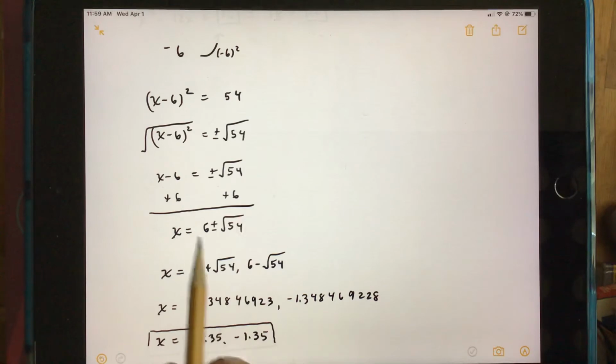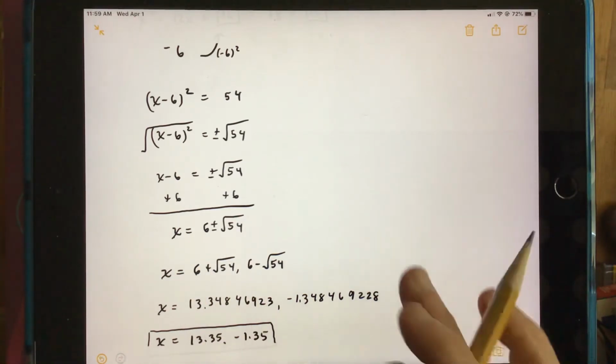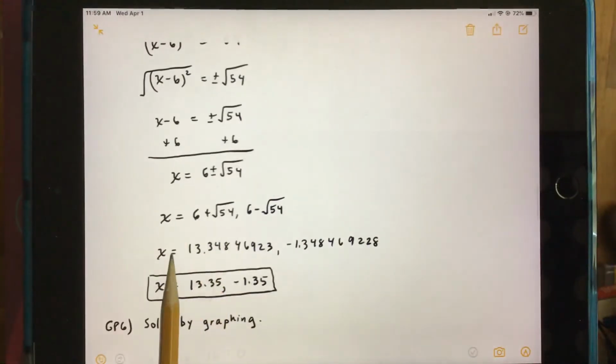We're going to break that into 2 separate computations to work out, 6 plus root 54 and 6 minus root 54. Here I am using my calculator to work both those out, and this is what it's going to show on my calculator, all those digits. But again, our protocol is round to the nearest hundredth, and so here that 4 is rounded up to 5 because of this 8, and here this 4 rounds up to 5 because of that 8. So our answers are 13.35 and negative 1.35 rounded to the nearest hundredth.